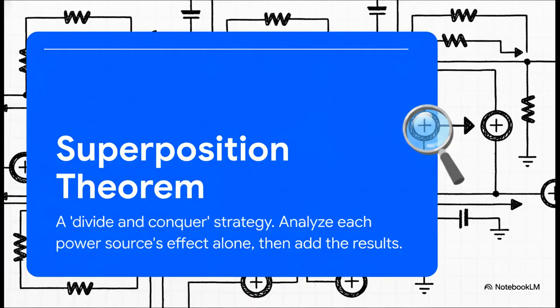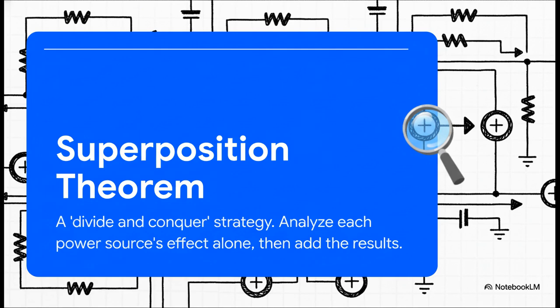One of the most powerful shortcuts is the superposition theorem. It's basically a classic divide and conquer move. If you've got a circuit with, let's say, two different power sources fighting each other, it lets you just pretend only one is on, solve the circuit, then do the exact same thing for the second one.